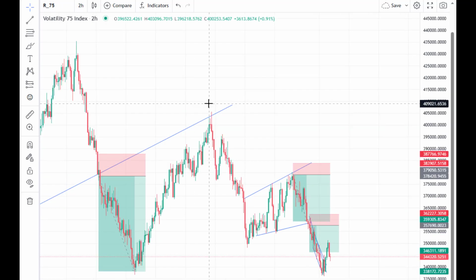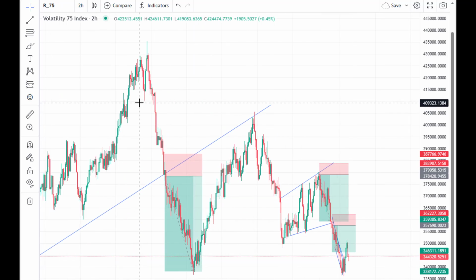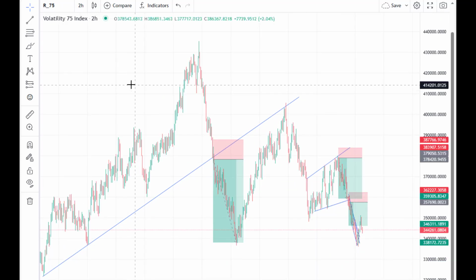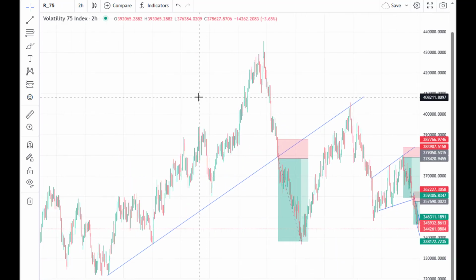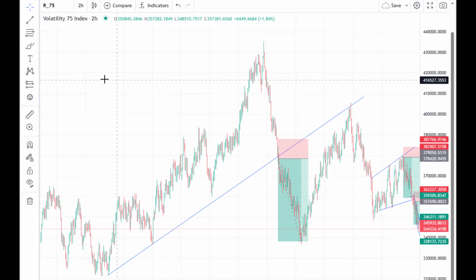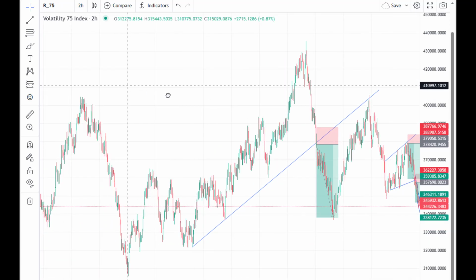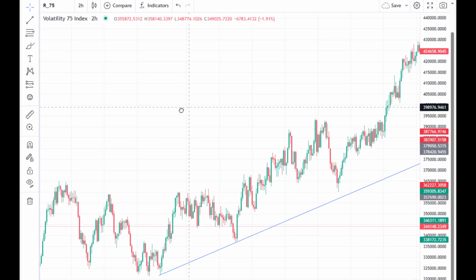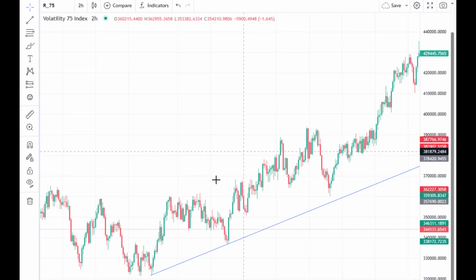So many people draw trend lines the wrong way and they end up getting stopped out because they don't know exactly where the trend line should be crossing. So this is a Volatility 75 example that I'm going to be bringing to you, but you can use it in any market you're trading. So I'll share with you the proper way to draw trend lines, how to take trades properly and get a very good risk to reward ratio. So you want to watch the video to the end.